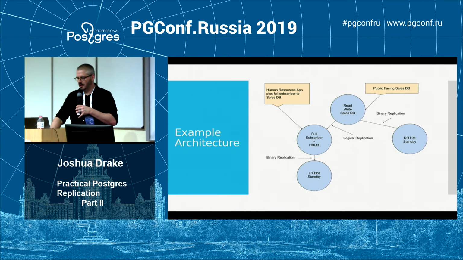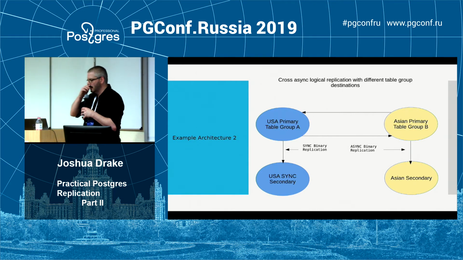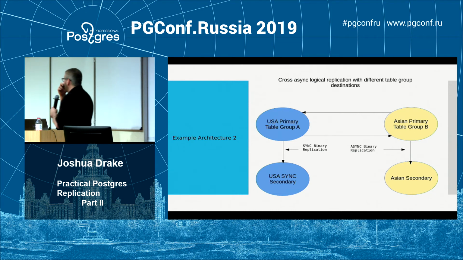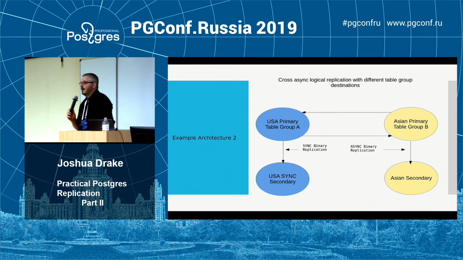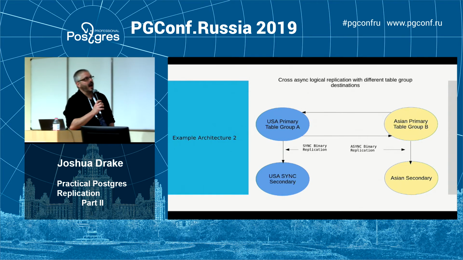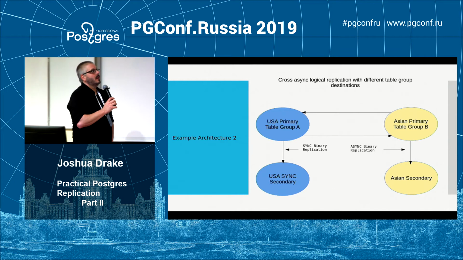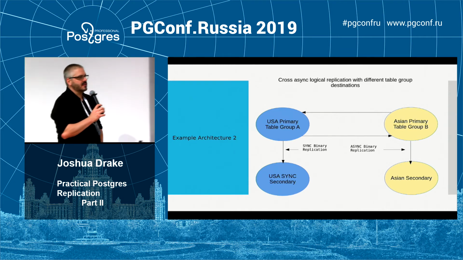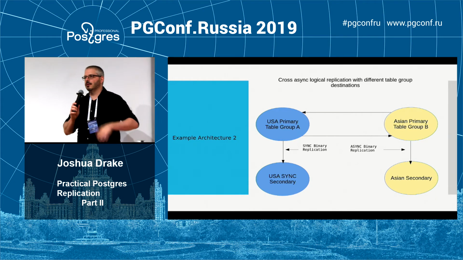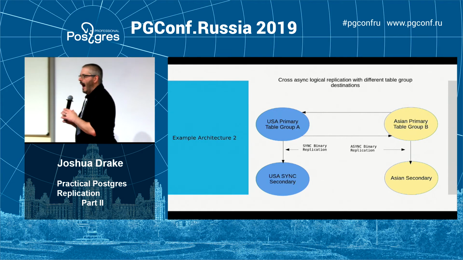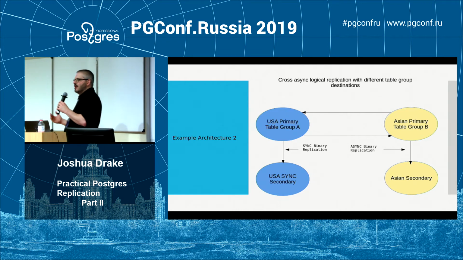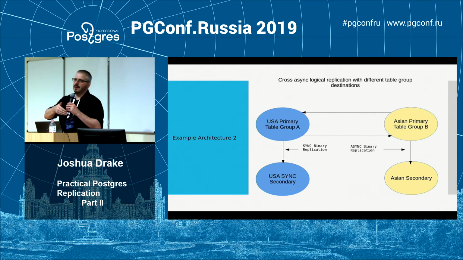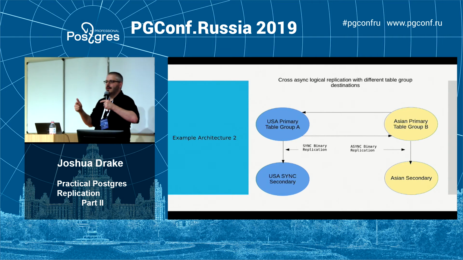I have a second one, I believe. Yeah, here's the second example architecture. This is actually one of my favorites. This is from a potential client that they have a set of data that must be published to a particular location, and then they have another location that has a set of data that needs to be published to the original location. But here's the catch. They can't touch each other.